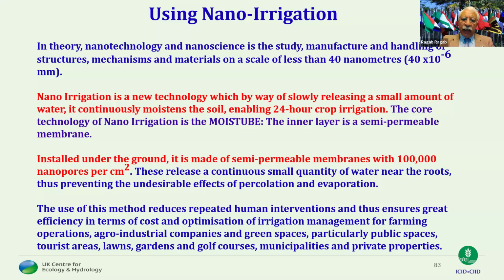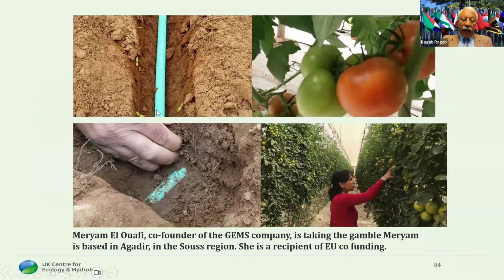In theory, nanotechnology and nanoscience is the study of manufacture and handling of structures, mechanisms, and materials on a scale of less than 40 nanometers. A nanometer is 10 to the minus 9 of a meter. Nano irrigation is a new technology that slowly releases a small amount of water, continuously moistening the soil, enabling 24 hours crop irrigation. The core technology of nano irrigation is the moist tube, and the inner layer is a semi-permeable membrane. So this is really how it looks like.